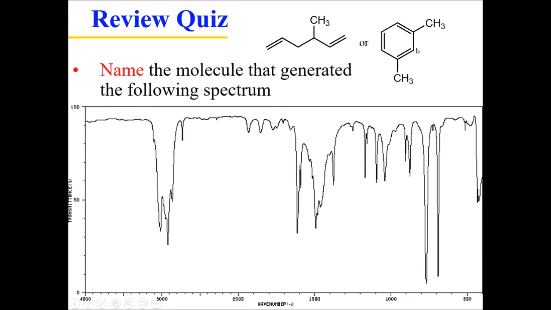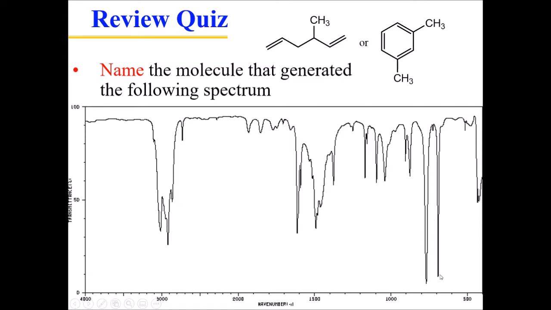In fact, the common name of this compound is metaxylene, with an X, X-Y-L-E-N-E. That's what I meant to say. And so you could also call it m-methyltoluene or 1,3-dimethylbenzene. Any of those names would be correct, and that's definitely the compound that would make these two peaks right here.